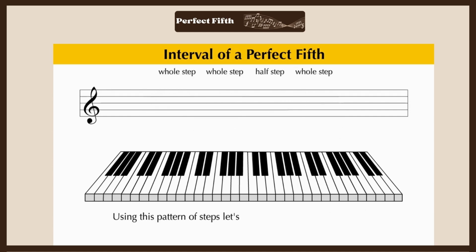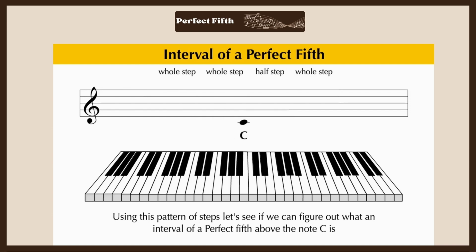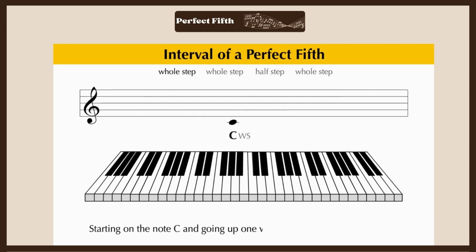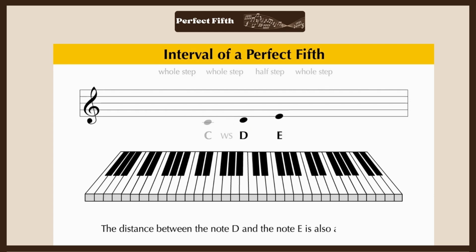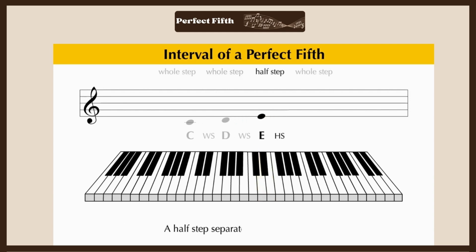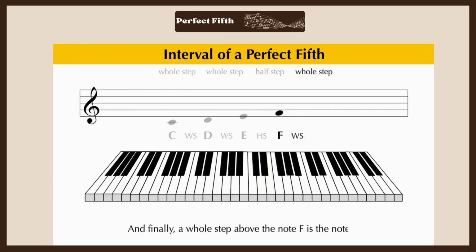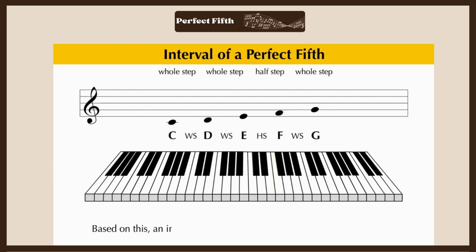Using this pattern of steps, let's see if we can figure out what an interval of a perfect fifth above the note C is. Starting on the note C and going up 1 whole step takes us to the note D. The distance between the note D and the note E is also a whole step. A half step separates the notes E and F. And finally, a whole step above the note F is the note G. Based on this, an interval of a perfect fifth above the note C is the note G.